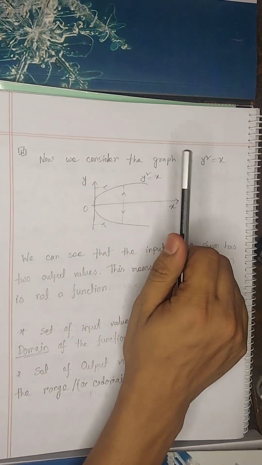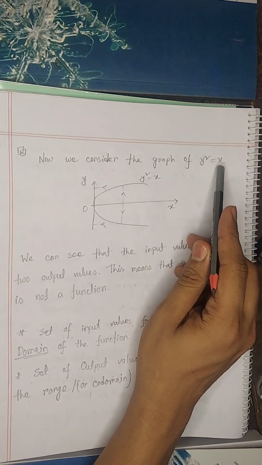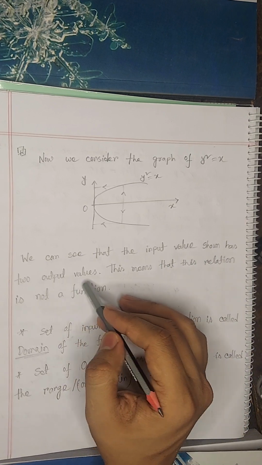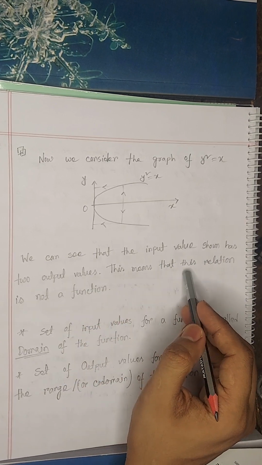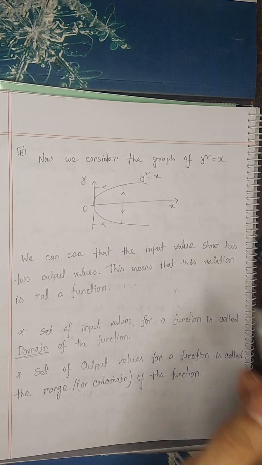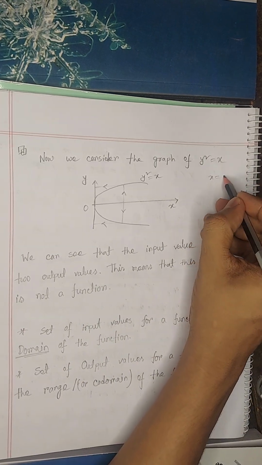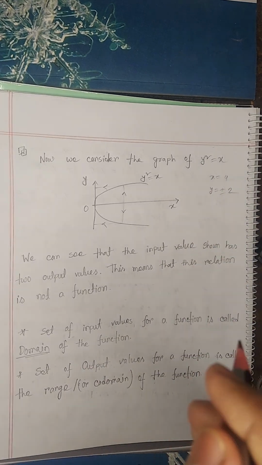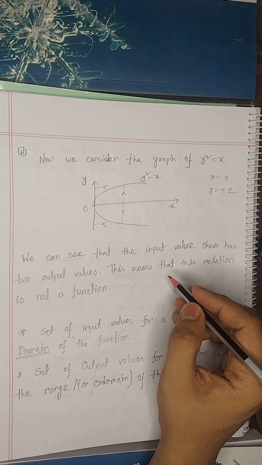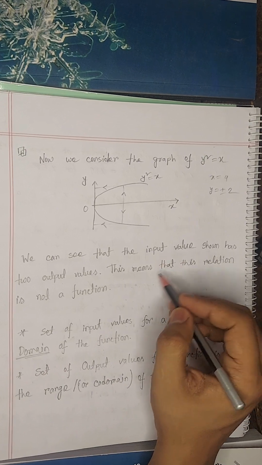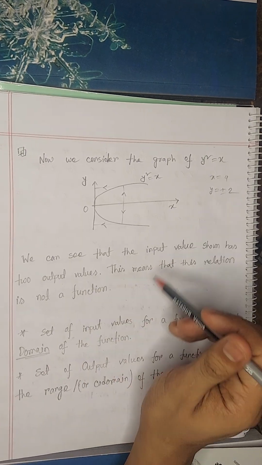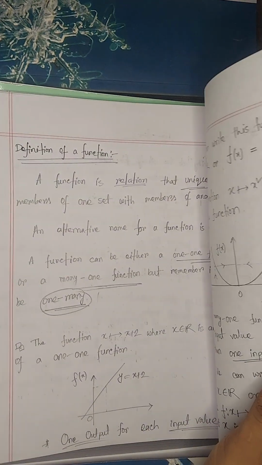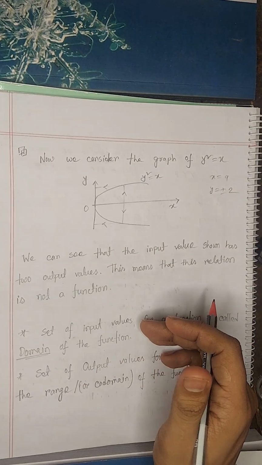Now if we consider this graph, which is y square equal to x, we can see that an input value has two output values. This means that this relation is not a function. Suppose we take the value of x as 4, then y will be plus or minus 2. So this can't be a function, because for one input value we get two output values. So it becomes a one-many relation, which is not possible in a function.